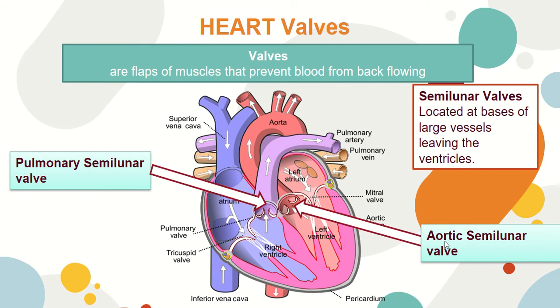Next, we have what we call the aortic valve or aortic semilunar valve. It is here, between the left ventricle and the aorta. Okay? That is a semilunar valve. Those are the valves of the heart.